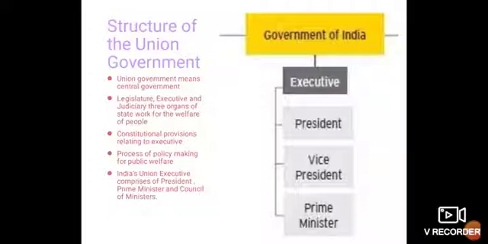India's Union executive comprises the President, Prime Minister, and the Council of Ministers. Yes, my dear students, these are the three important factors which are included in the Union executive. Now, first we will study about the President.